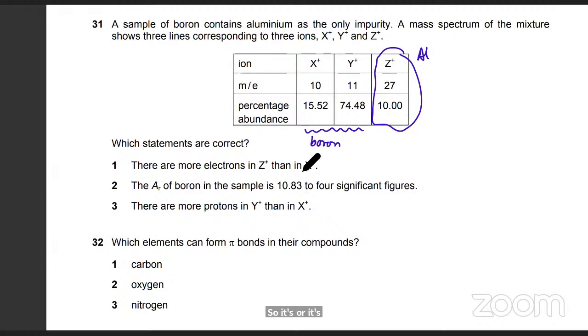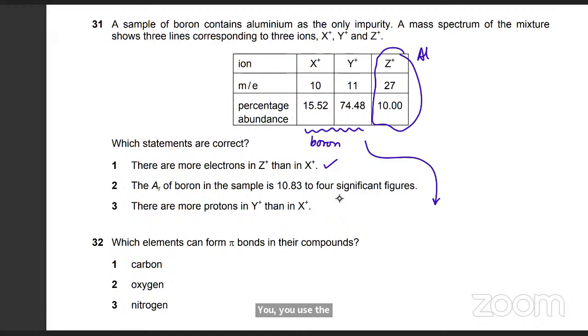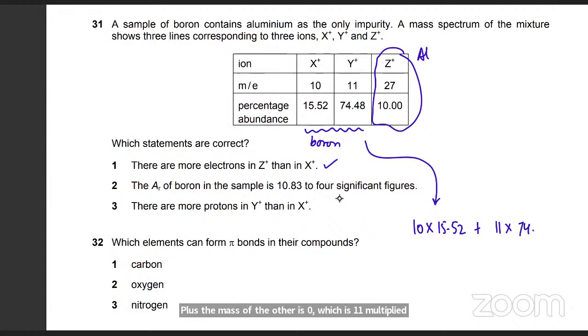So the first one is true, right? Because Z is aluminium, so it definitely has more electrons than boron. The Ar of boron in the sample is 10.83. So how do you find the Ar, relative atomic mass? You find the average, which is the mass of the isotope, which is 10, multiplied by its percentage, which is 15.52, plus the mass of the other isotope, which is 11, multiplied by its percentage, which is 74.48.